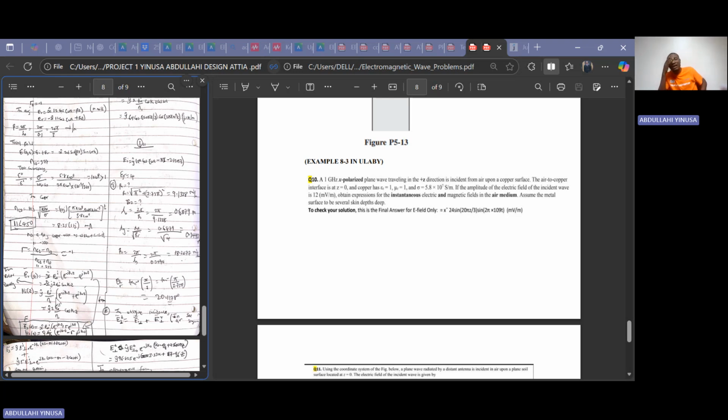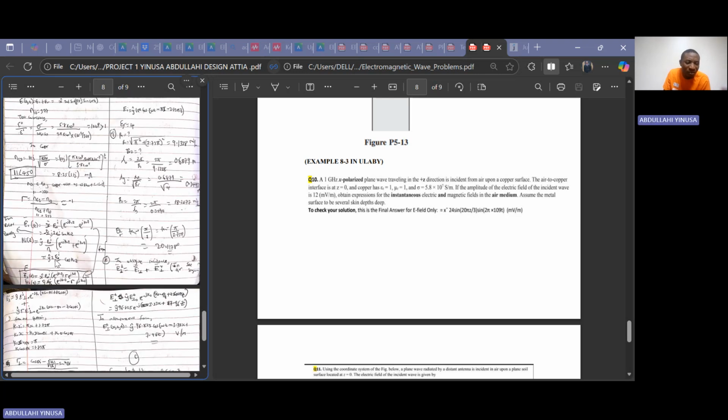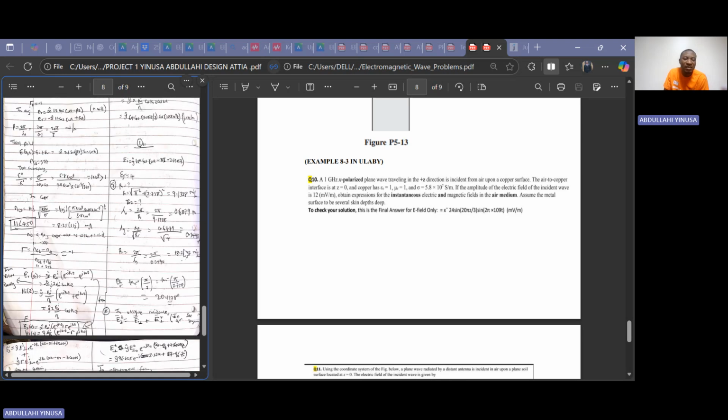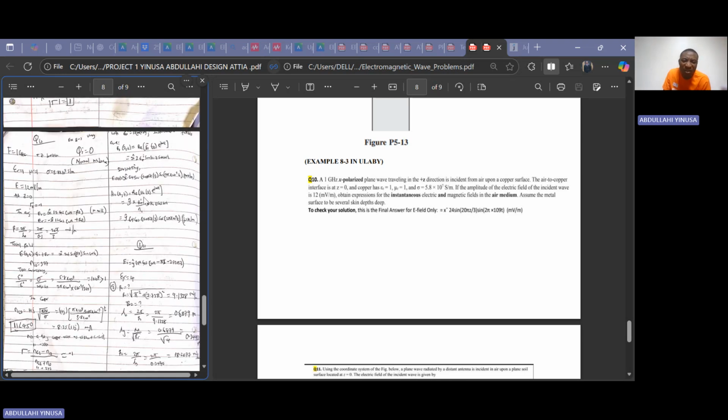Now, how do we get our h? Our h is simple. How do we get it? That's by multiplying k by e and then dividing it by eta, which is our wave impedance. So that is what we did to get this. And to get this, the last step is just expressing it in instantaneous form. Then we are able to arrive at this answer.